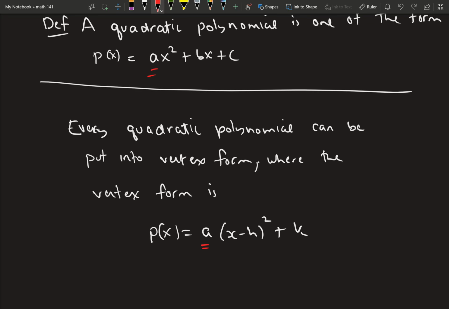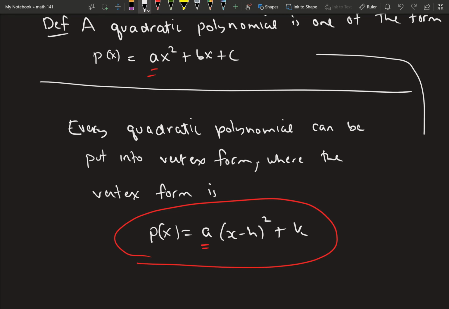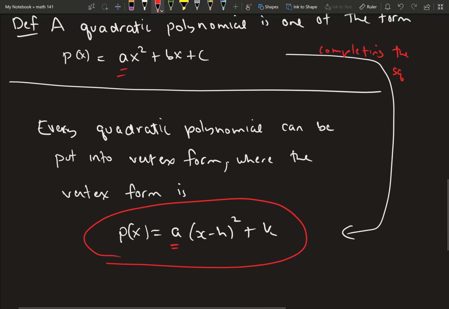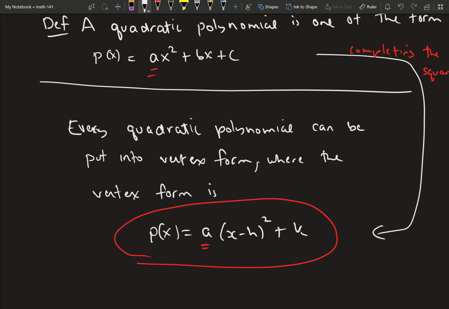So how do you convert from one to the other? I'm going to save that for the next video. For now, we're going to assume that we have a polynomial already in vertex form and then do everything that we want. And then in the next video, we'll show, using completing the square, how to go from a general quadratic. So eventually we'll want to go from here to here. And the method will be completing the square. But for now, again, we're going to assume that we already have this.